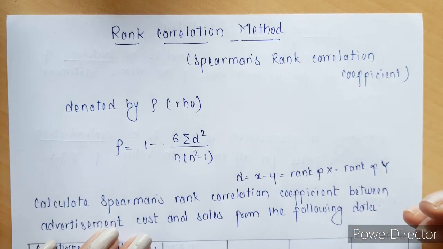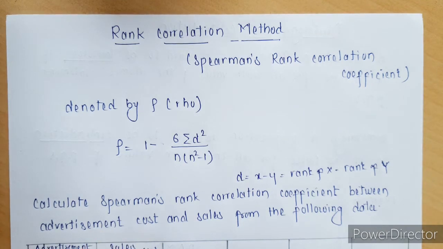In the last video, we studied Karl Pearson's correlation coefficient. Now, let's move on to the rank correlation method. This method is also known as Spearman's rank correlation coefficient. We have studied Karl Pearson's correlation coefficient, wherein we can calculate the coefficient and see the relation between variable x and variable y.